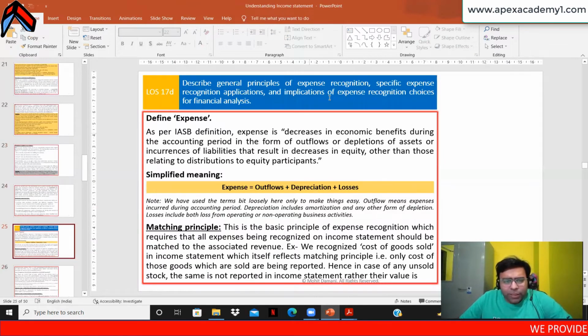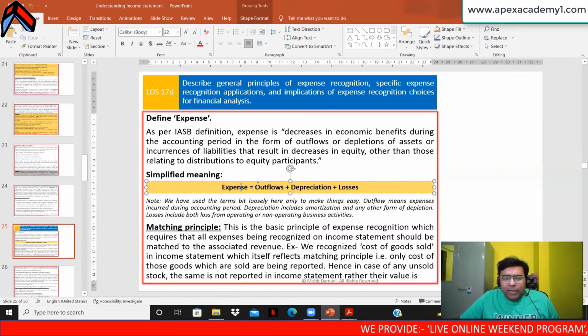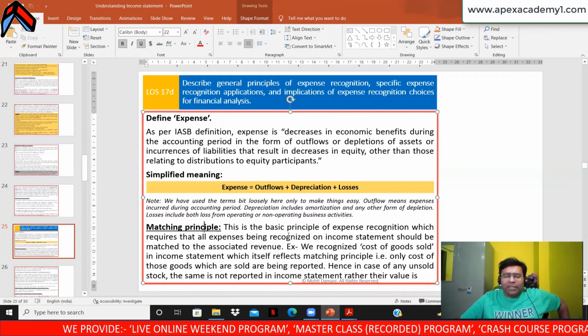Disclosure requirement is something you can check. Now, second part, the third leg of this particular reading is expense. Expense means outflows plus depreciation plus losses. Okay, then you follow the matching principle concept.